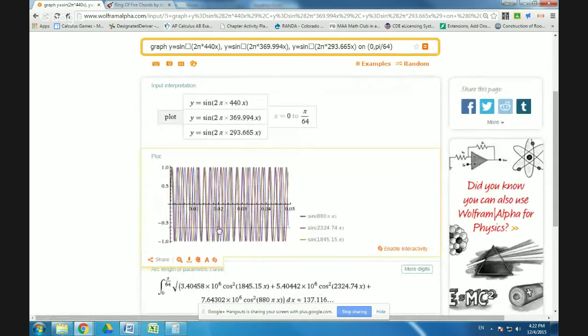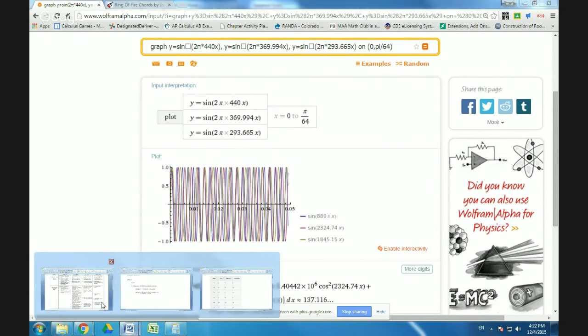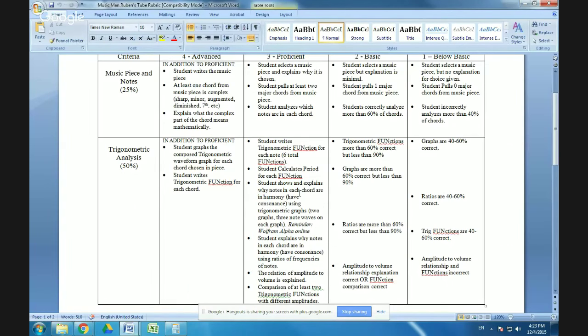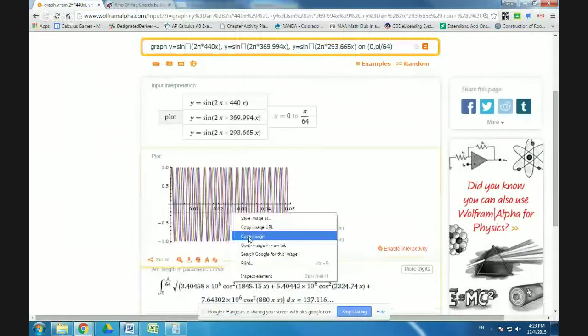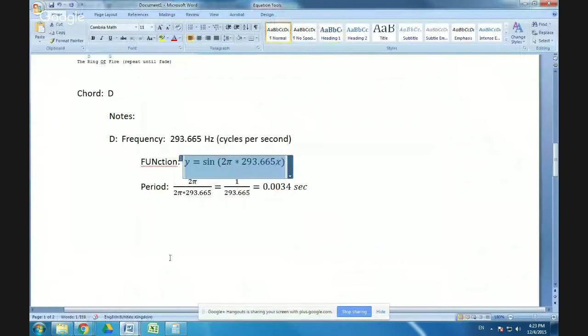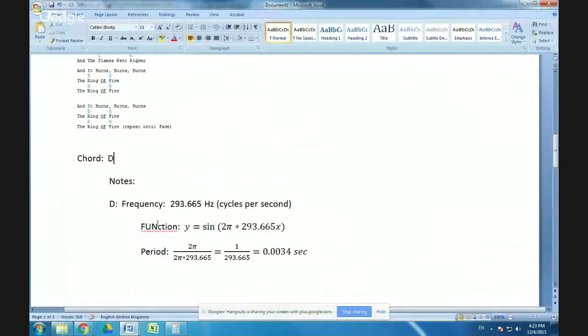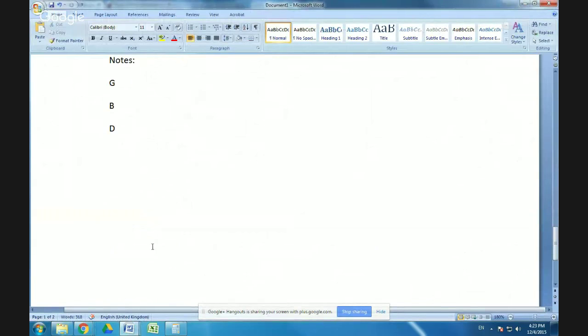Okay, now here's the really cool part. See that? Where they all meet? That shows that we're in consonance or harmony. Okay, so when I'm asking you on the rubric, student shows and explains why the notes in each chord are in harmony using the trigonometric graphs. Okay, what you're doing is uploading this graph, copy image, you can put it up there if you want.